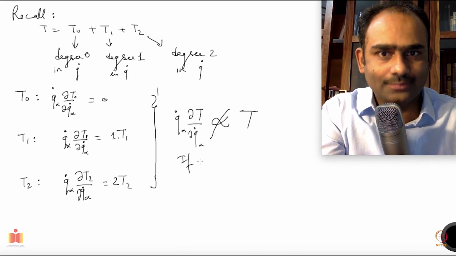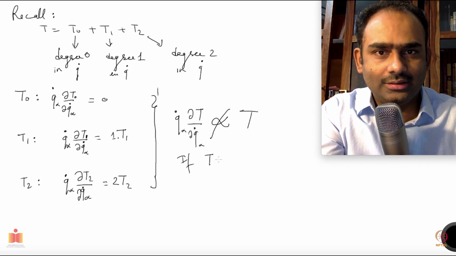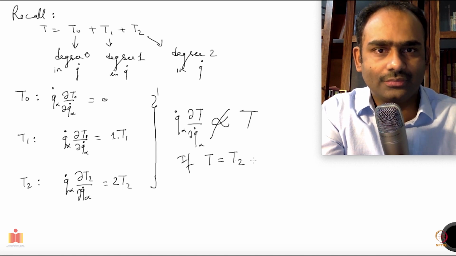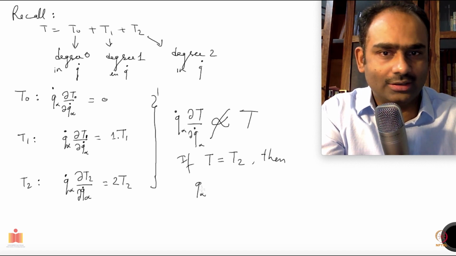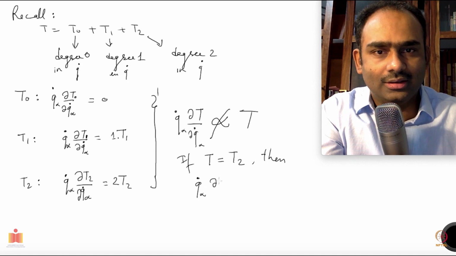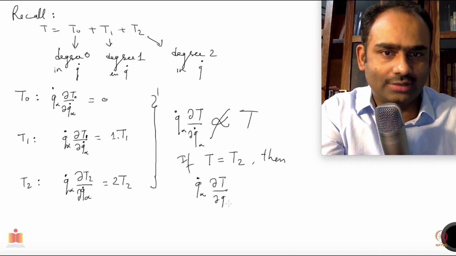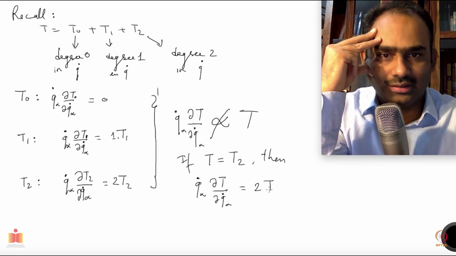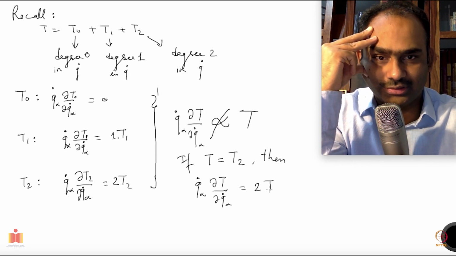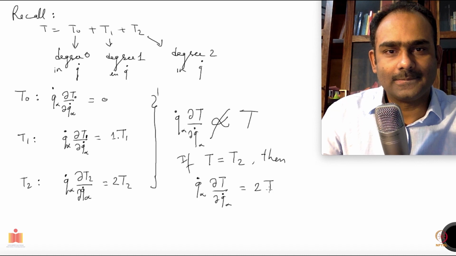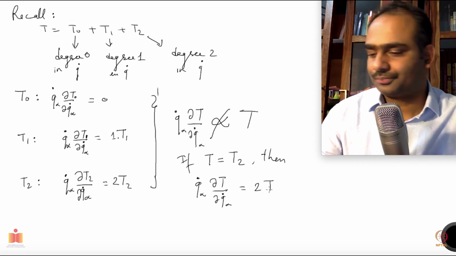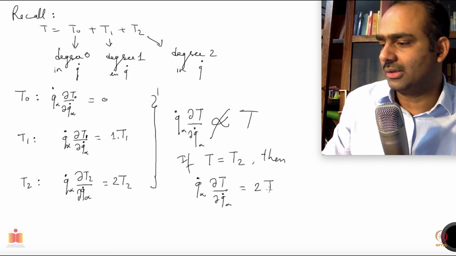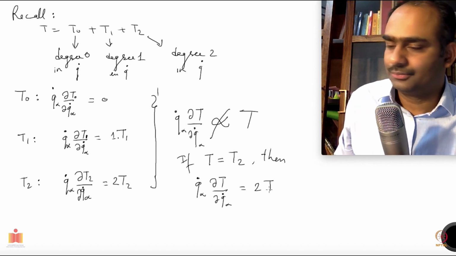So if T is equal to T2, then q alpha dot times del T over del q alpha dot will be 2 times T, if this is the situation. Perfect. Okay, now let's proceed.